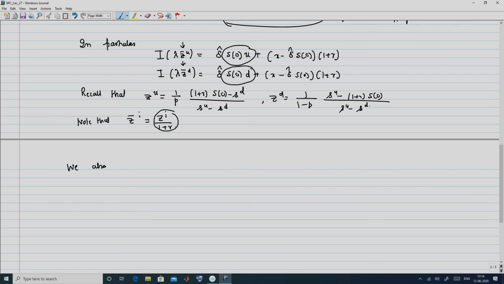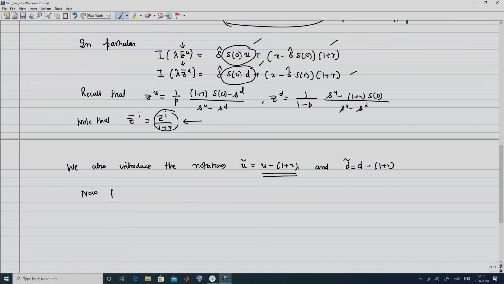We also introduce a couple more notations. u tilde is u minus (1 plus r). So, that means this and this combined will give you delta hat s naught into u minus (1 plus r). That u minus (1 plus r) I will denote as u tilde, and accordingly for the second one we will have d minus (1 plus r), which I will denote as d tilde.